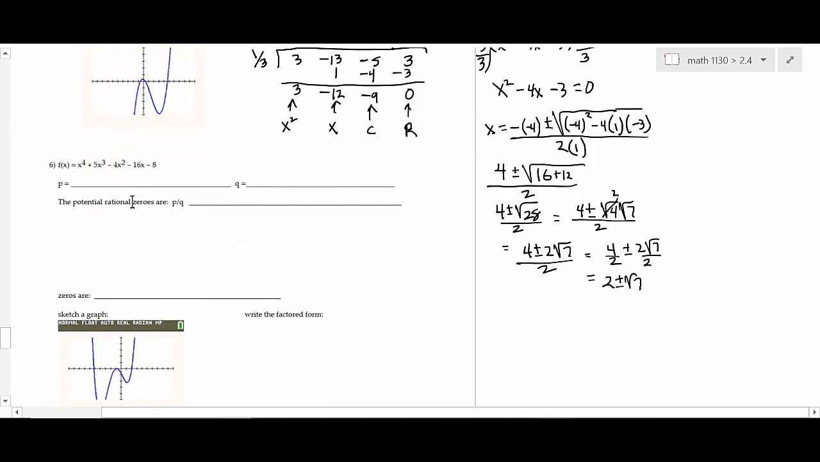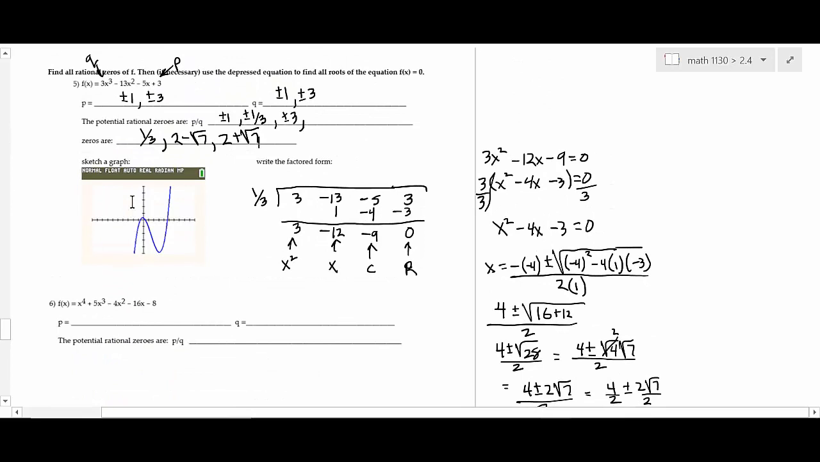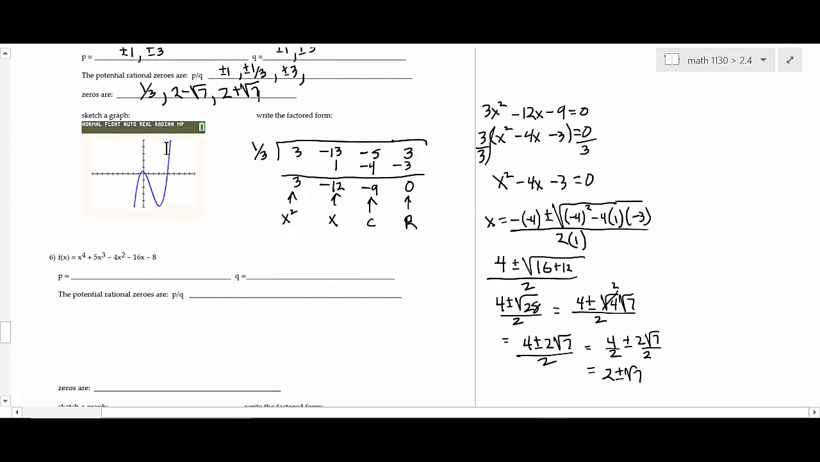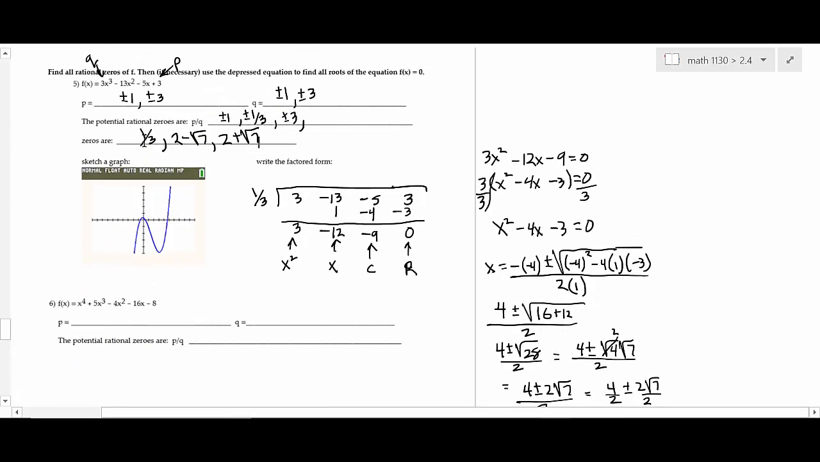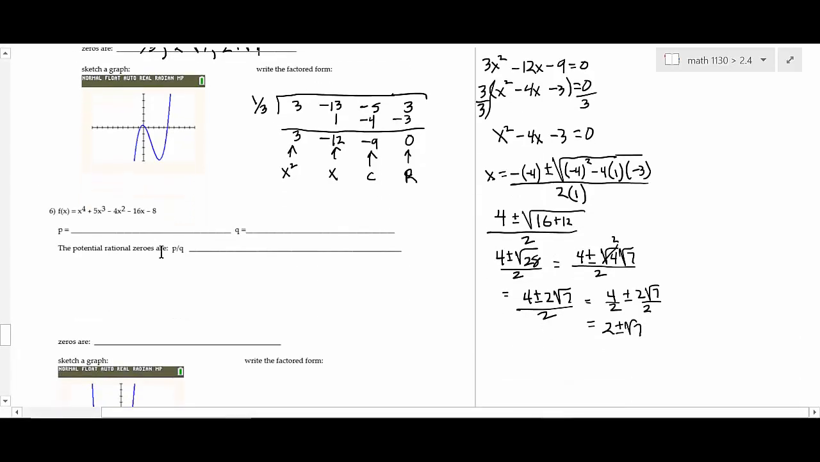So let me show you how you would approach number 6. I wanted to do one that's got a higher power to it. So is everybody okay with what I just did there? For testing purposes, I give you a 0, you find the other 2. And that way you have to do your synthetic division, your factoring, quadratic formula.